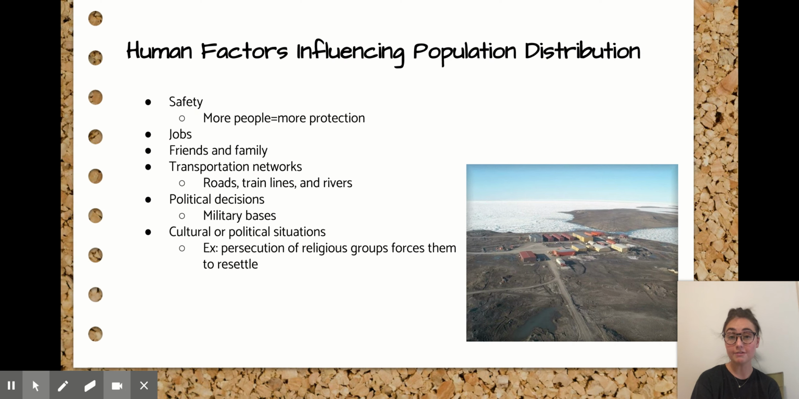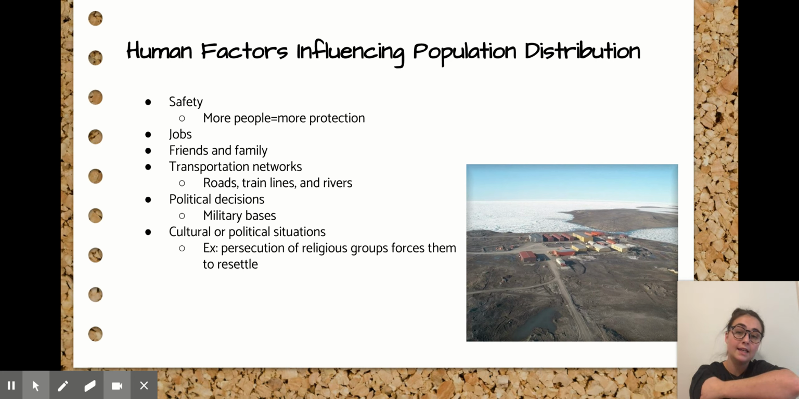So the human factors influencing population distribution. Number one, safety. When people were settling, 100, 150 years ago, you didn't just want to take your family and settle by yourself. It's easier to come under attack that way and stuff like that. So if you're with more people, you have more protection. That was kind of the frame of mind.